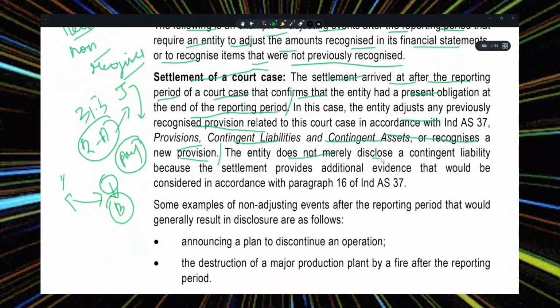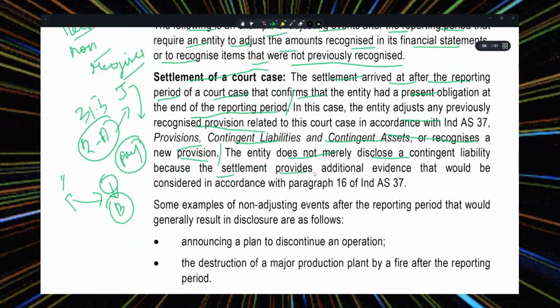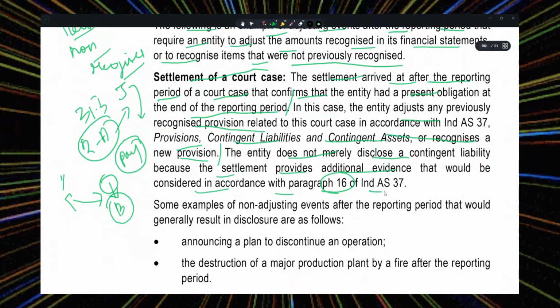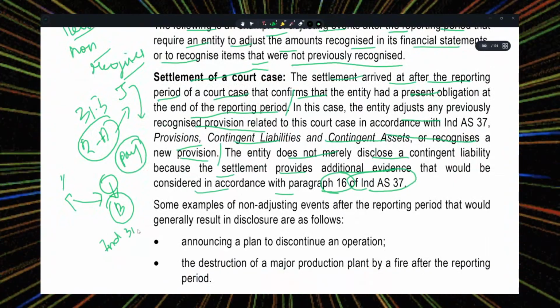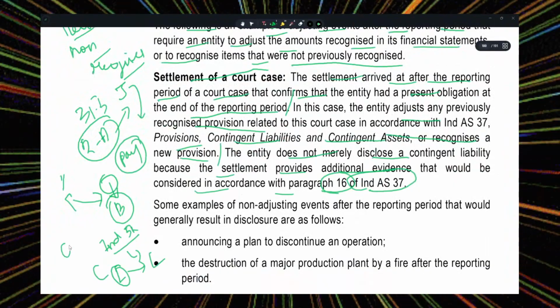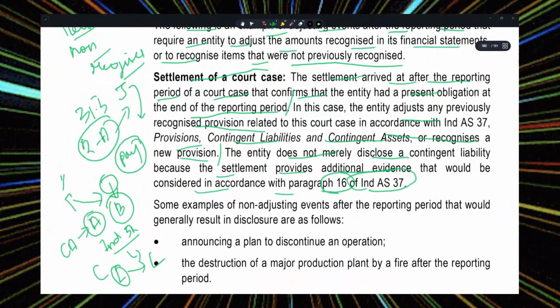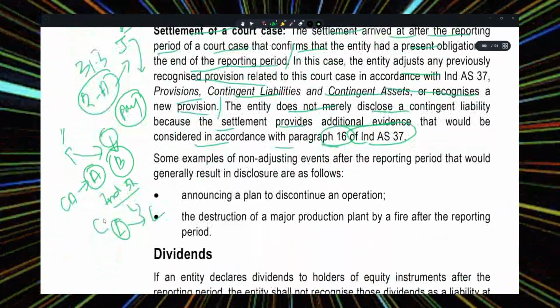The entity does not merely disclose a contingent liability, because the settlement provides additional evidence that would be considered according to para 16 of Ind AS 37. So, as per Ind AS 37, you need to consider whether the contingent liability is there, and then consider it as a liability. If a contingent asset is there, you should consider it as an asset.